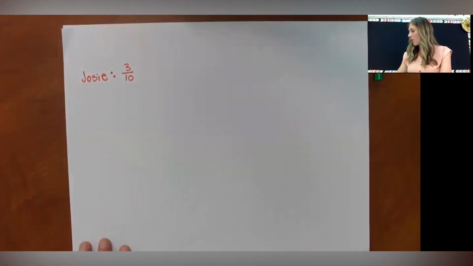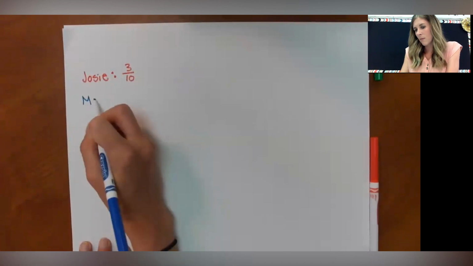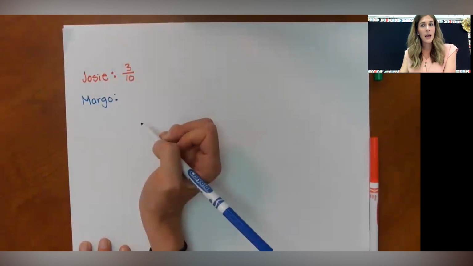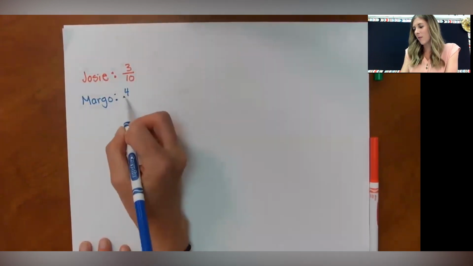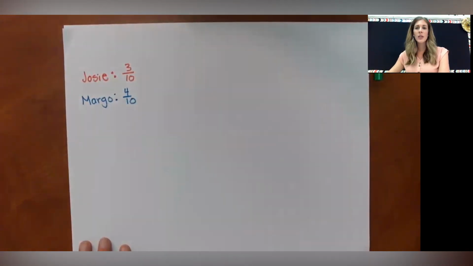And we know that Margot painted how much? 4/10 of the fence. And we're trying to find out how much did they paint all together. So let's draw a model to help us out.